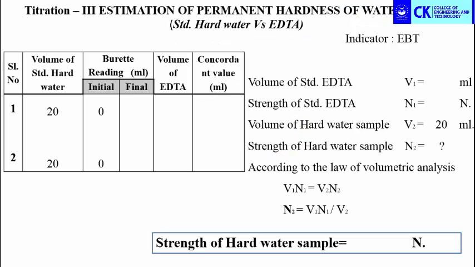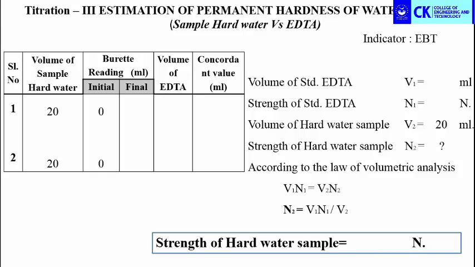Now we are going to see the titration 3 calculation. From this we are going to estimate the permanent hardness of the water sample. To do this, we need to take the boiled hard water sample, then only can we remove the temporary hardness. So we have taken the boiled hard water sample and titrated it with EDTA. We have taken 20 ml of the boiled water sample in the conical flask, and the standard EDTA in the burette was initially 0. We get the endpoint as 6.2 ml.